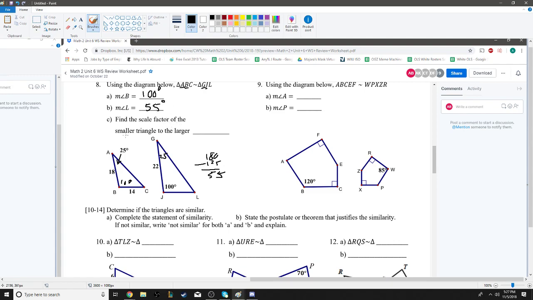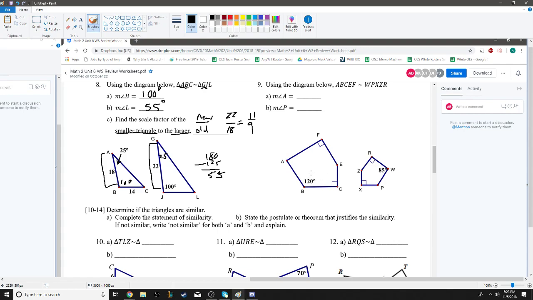Find the scale factor of smaller to larger. So since larger is the new one, remember, our scale factor should always be new over old. The new one is 22. The old side that corresponded with GJ was AB. So 22 over 18, and that reduces to 11 over 9.